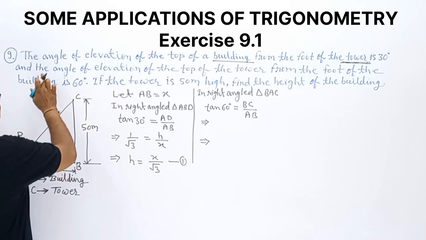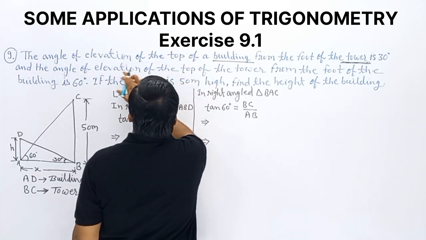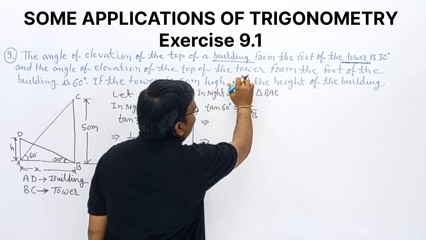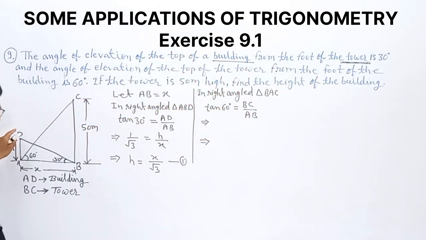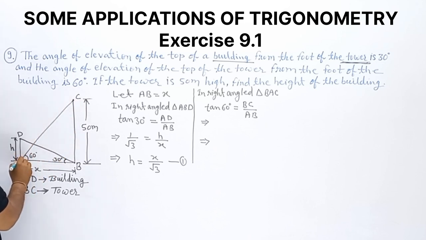Clear? Now, the angle of elevation of the top of the tower from the foot of the building. The foot of the building is this point, since AD is the building. The angle of elevation of the top of the tower, the top of the tower is this point. Its angle of elevation from the foot of the building is 60 degrees. Clear?